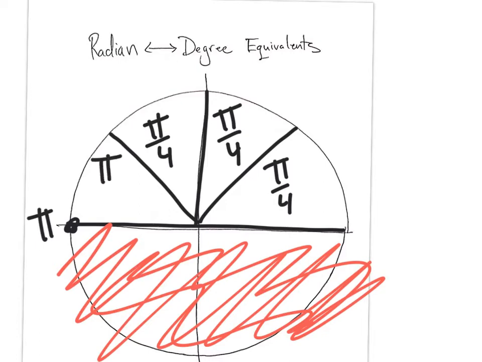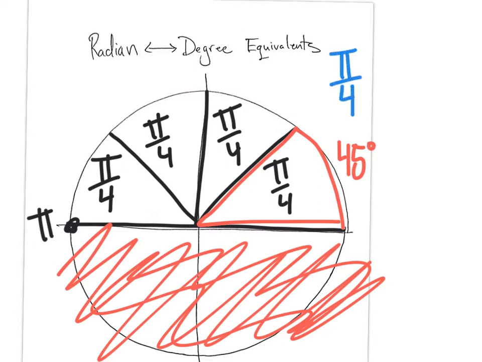And if I were to ask you how many degrees do these angles represent, I bet you could answer, and you'd say, well, that's 45 degrees. Okay, so here we have something that we can keep in mind. Pi over 4 radians is 45 degrees. Notice the 4 and the 4.